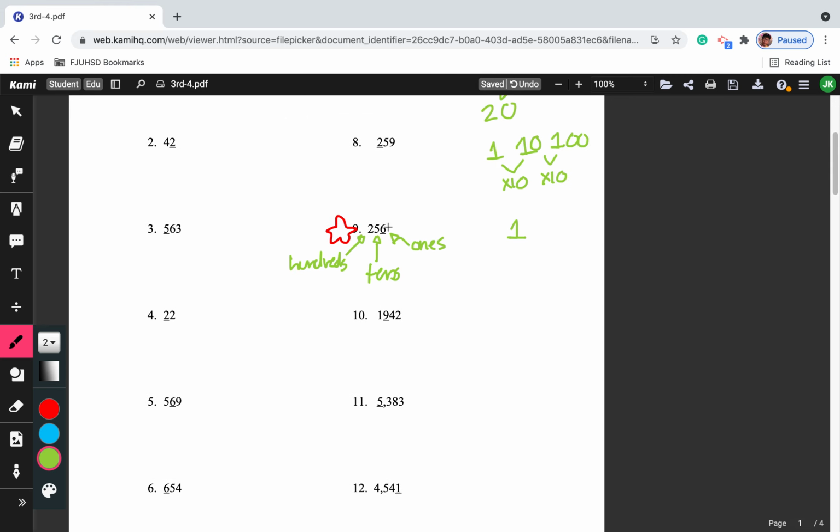So since we're looking for the underlined digit, that means we're only looking for that value. So this is the ones place. That's it. That's simple.